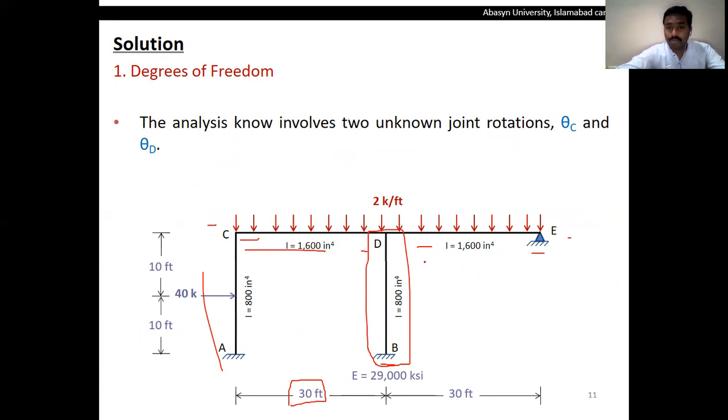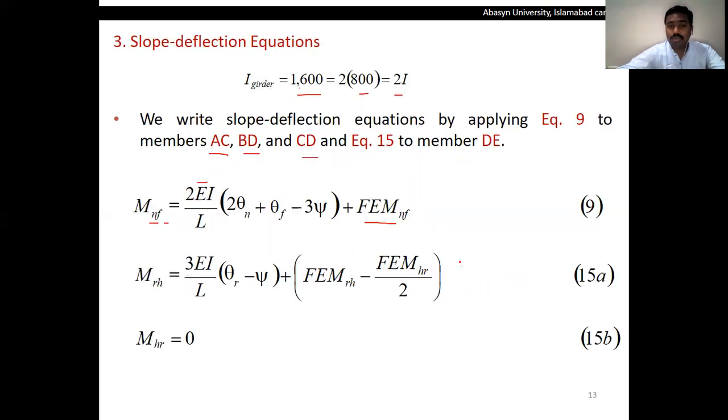While for the member D to E, we have a pin support or a hinge, and we will use the modified slope deflection equation, which is M_RH is equal to 3EI over L into theta R minus psi, plus fixed end moment RH minus half of the fixed end moment HR. And the moment HR on the other end will become equal to 0 due to the nature of the support, where R is the roller support or rotation end, and RH is the hinge end of the frame.